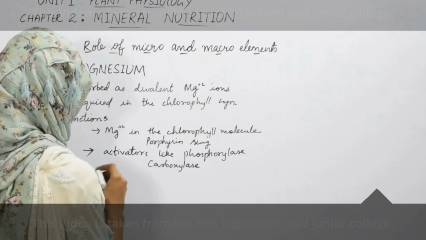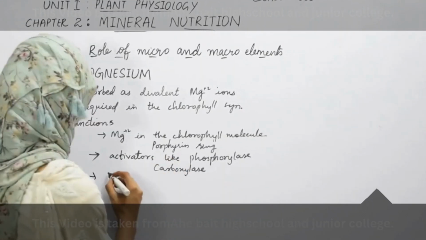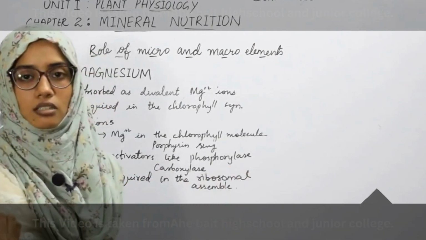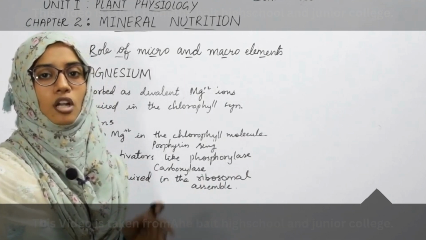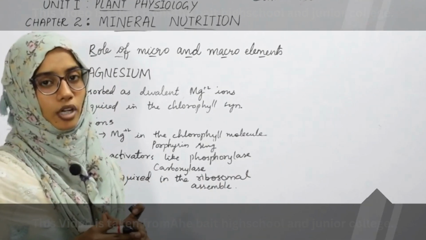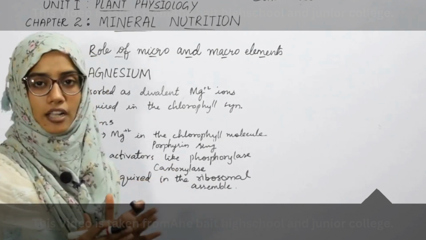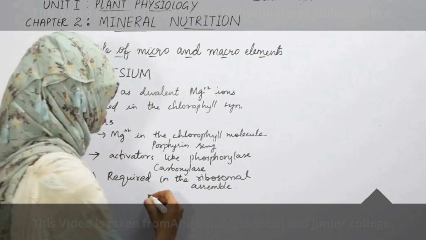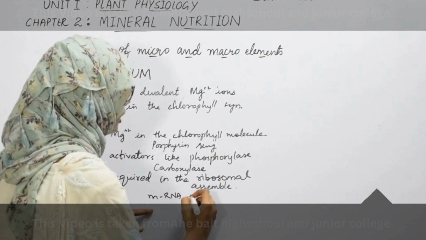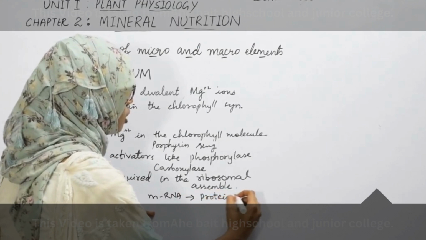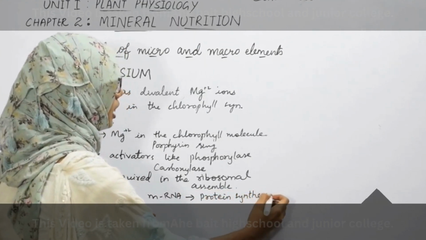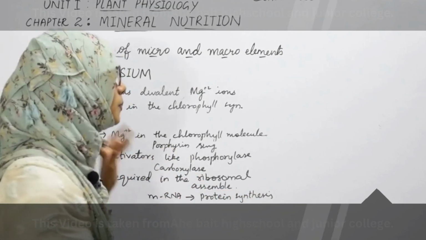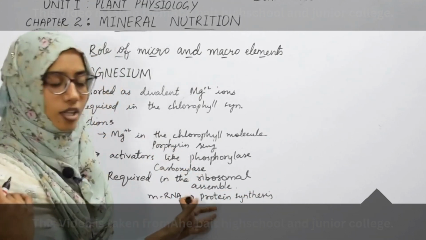The next function of magnesium is that it is required in ribosomal assemblage. During protein synthesis, the larger subunit of the ribosome should assemble with the smaller subunit of the ribosome. Then only the mRNA is going to bind to the ribosomes, and when the mRNA binds to the ribosomes, the protein synthesis can take place. So if the magnesium ion is not present, then ribosomal assemblage is not possible, and due to this the protein synthesis would get affected.